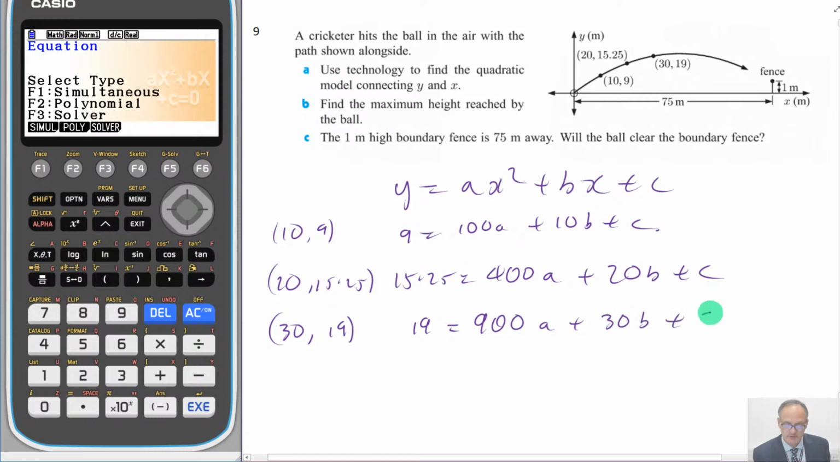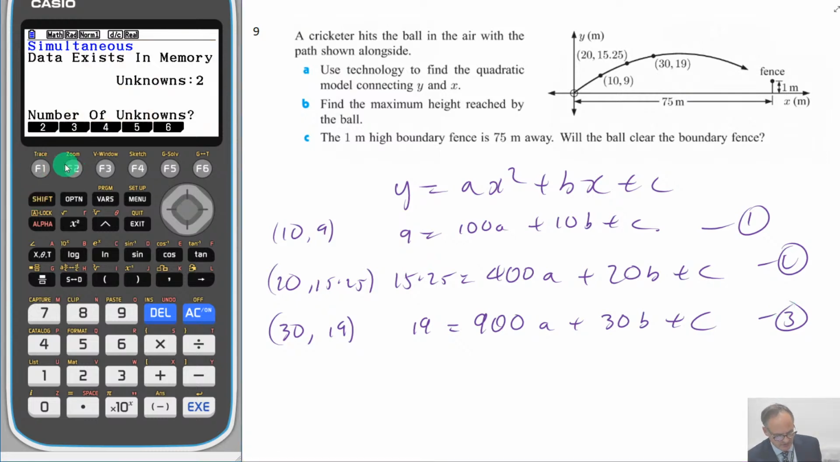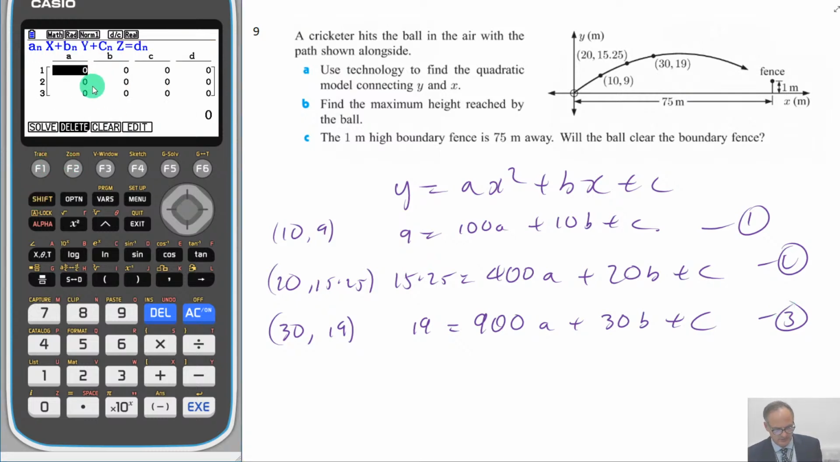So we've got 3 equations, and we could solve those algebraically, or we can just go straight to our simultaneous equation solver with 3 unknowns. They talk about it as being x, y, z, where we've got a, b and c here, and we have to put in the coefficients of x, y, z, or our a, b and c, just put them in order.